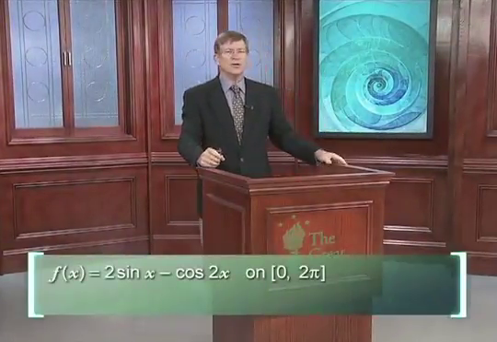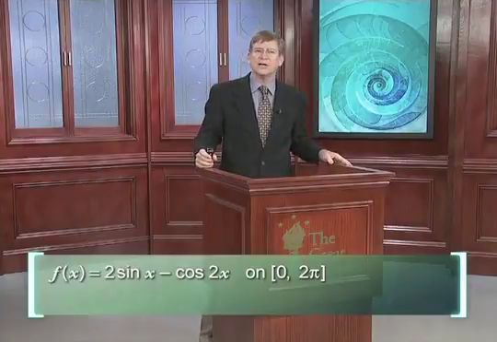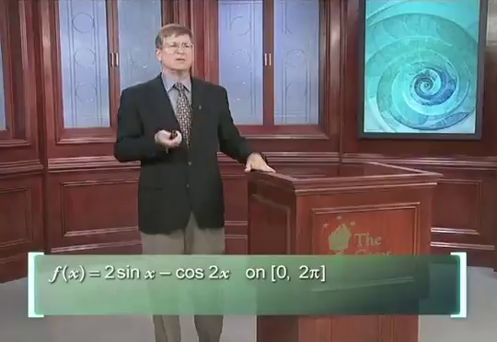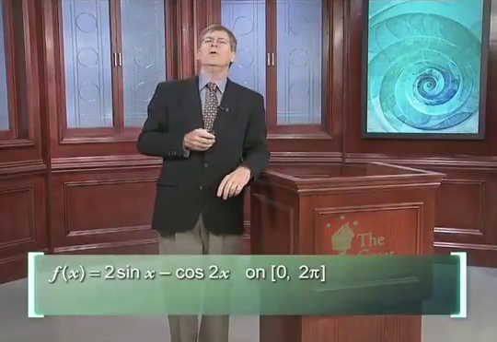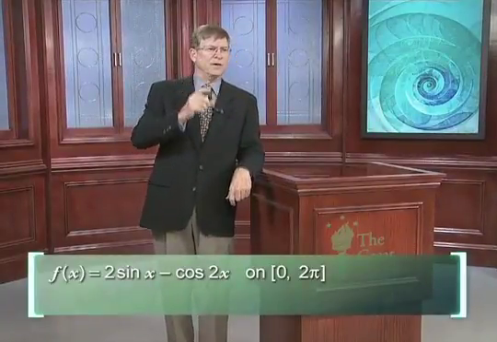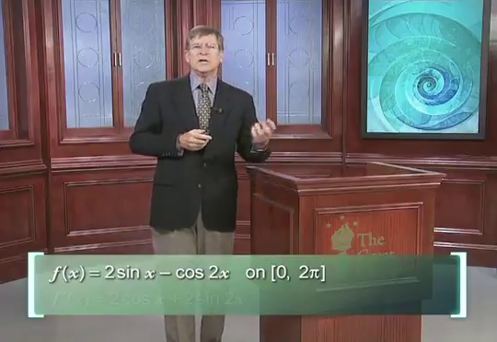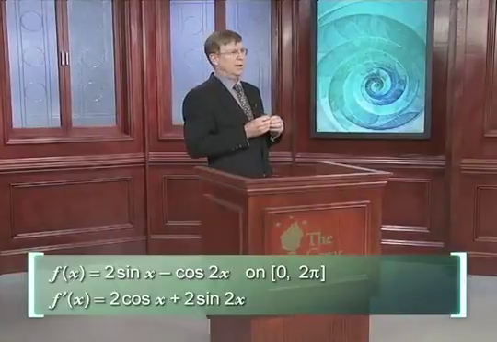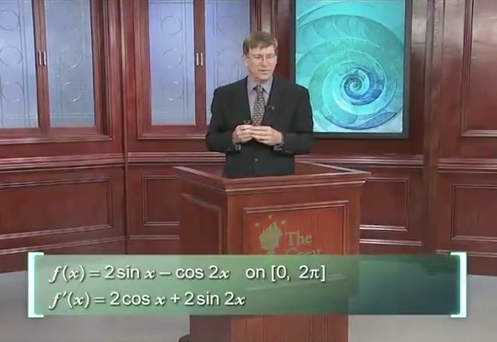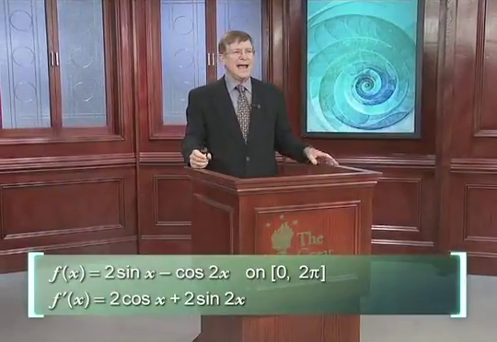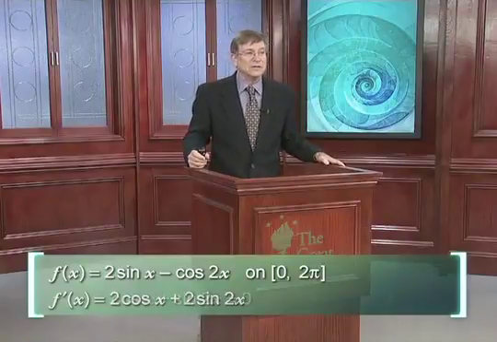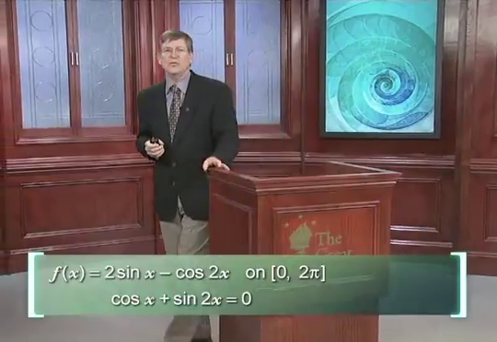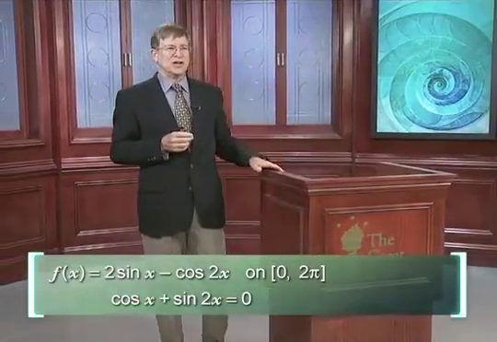Let's consider the function 2 sine x minus cosine 2x on the interval 0 to pi. Let's find the absolute maximum and minimum values. We know they exist because it's a continuous function on a closed interval. So we take the derivative, 2 cosine x plus 2 sine 2x. Notice I'm using the chain rule for that second derivative. And I can divide by 2, so I have the equation cosine x plus sine 2x equals 0. And I have to solve that.